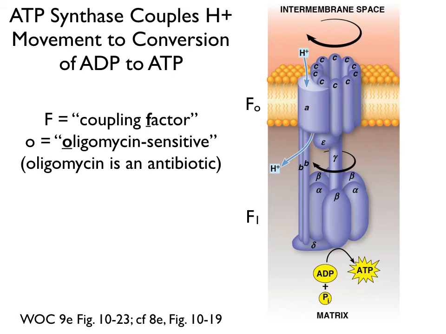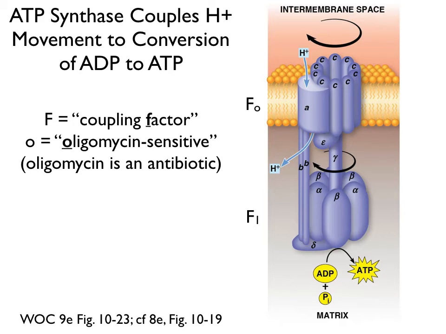All right, now let's return to this ATP synthase. This is the machine that couples proton movement to conversion from ADP to ATP. And there are two main parts. Each goes by the capital letter F. F stands for coupling factor. The one through which the protons move is called FO, and that O, it's not a zero, it's an O, stands for oligomycin sensitive. Oligomycin is an antibiotic which blocks the function of this subunit.